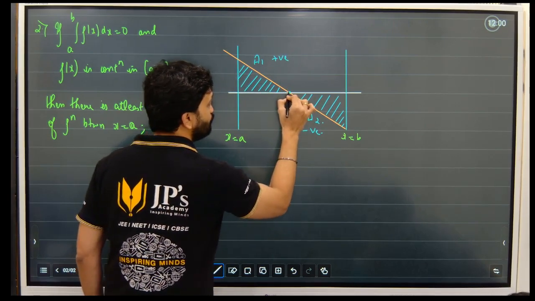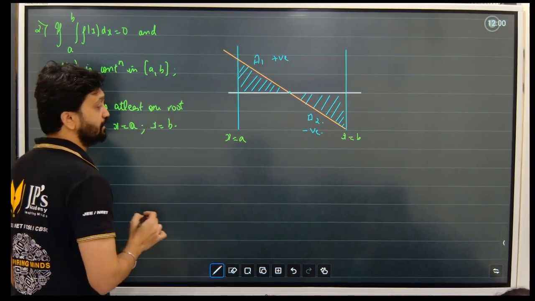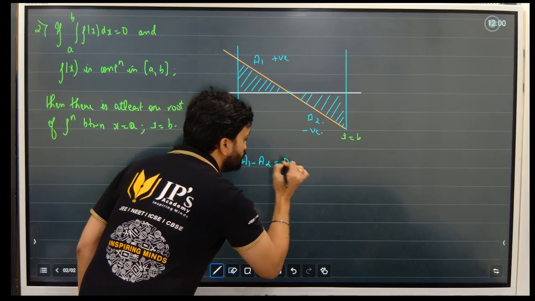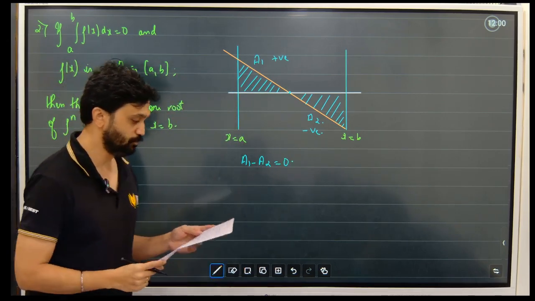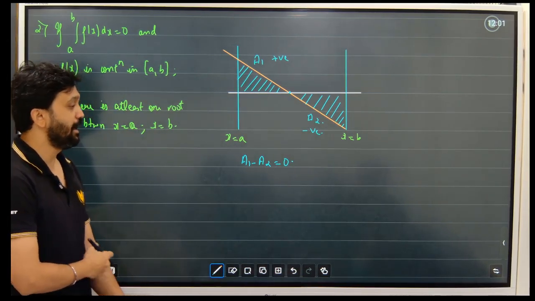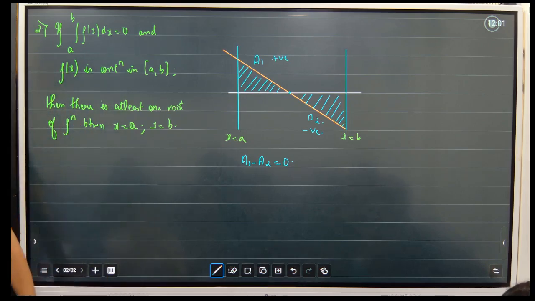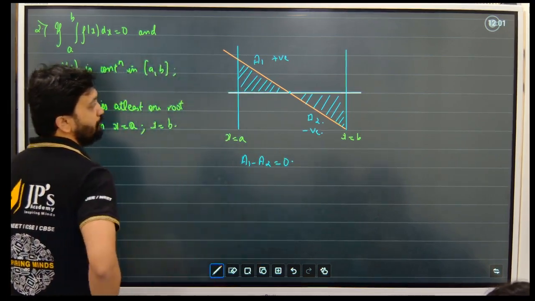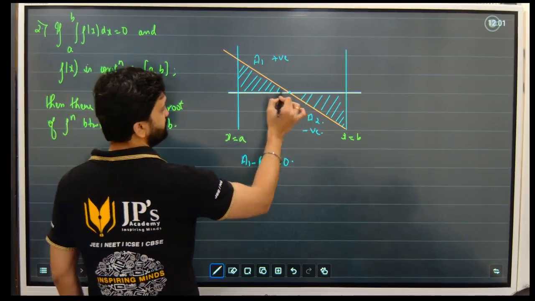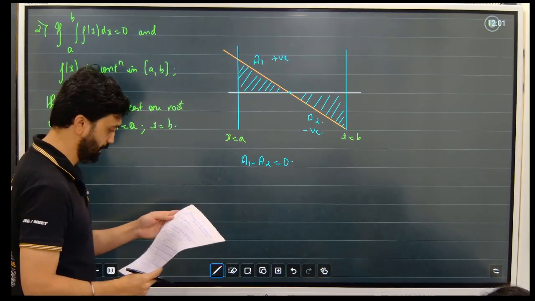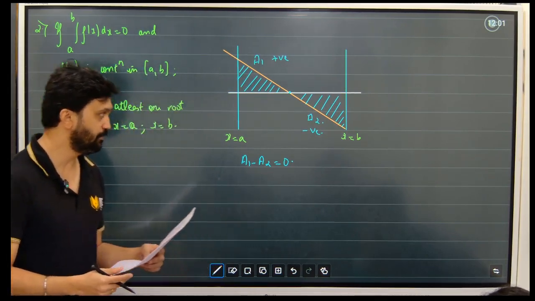And this is the root where it is cutting the x-axis. So here if I do A1 minus A2, it will become 0, same area, it will become 0. It means that it is intersecting on the x-axis and therefore your one root will lie between that. So when I have x is equal to a, x is equal to b, my one root will lie on the x-axis and this is the root, and it can be any root. So this is what we have proved, that one root will lie between them.